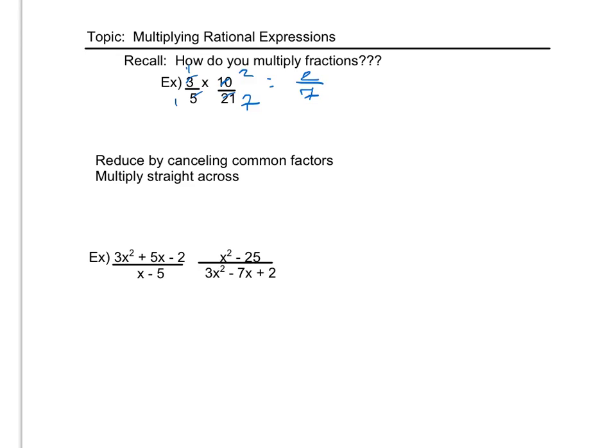So notice what I did. I reduced by canceling common factors, and then I multiplied straight across. I am going to do that same thing with rational expressions. However, when I have polynomials, I cannot reduce when I have adding or subtracting, so I first need multiplication.